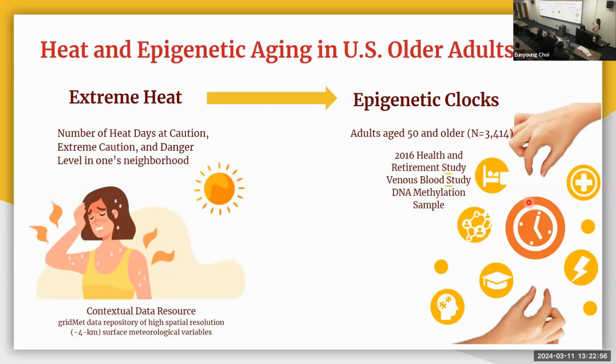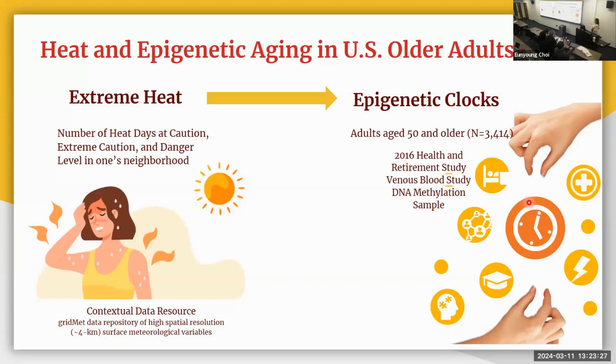Okay, so this shows the conceptual framework of our study. We examined heat and epigenetic aging in US older adults. Our extreme heat data comes from the contextual data resource that we are using. To conceptualize extreme heat, we used the number of heat days at different levels: caution, extreme caution, and danger level. I will explain it in more detail in the coming slides.